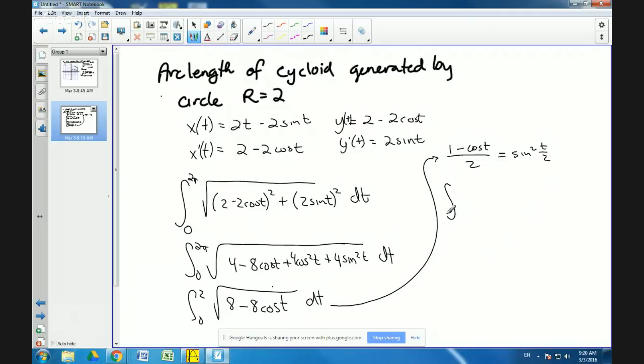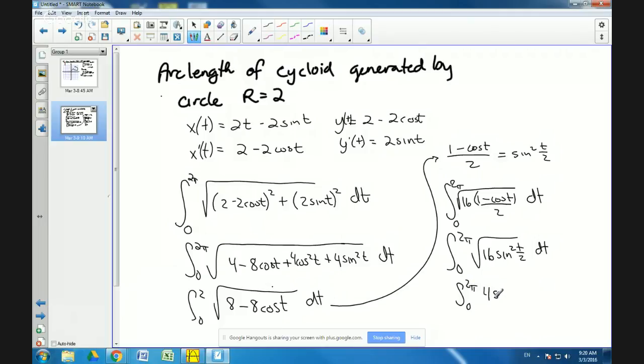16 times 4. So would it be 16 sine squared t over 2? Right? The 16 divided by 2 is 8. And if you would distribute it, they're the same statement, correct? So now I can substitute. And now the integral falls out nicely.